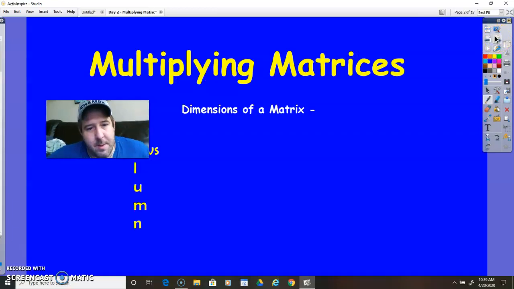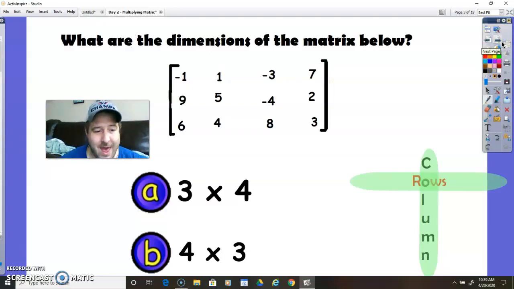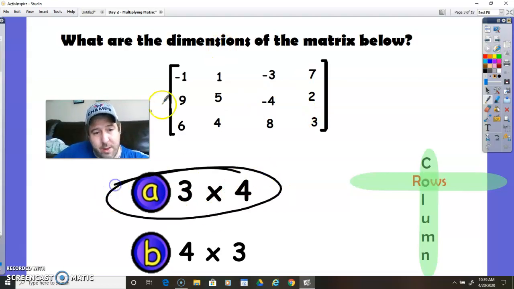All right, multiplying matrices means you're multiplying things with different dimensions, different rows, different columns. We'll talk about when you can multiply them and how you're going to multiply them. So first, a quick review of what are the dimensions of this matrix. This is a 3 by 4, and you know that because there's 3 rows. It's always rows first, columns second.